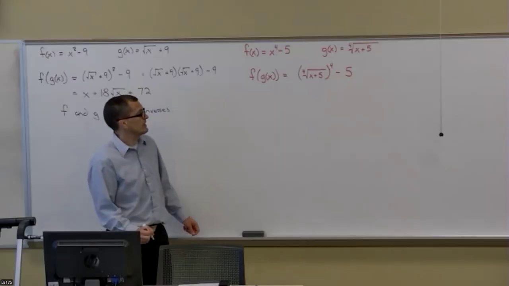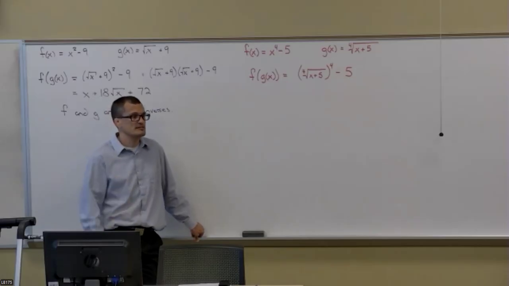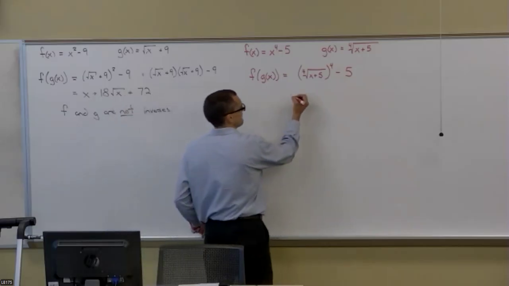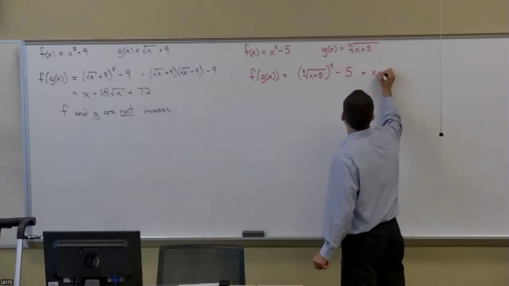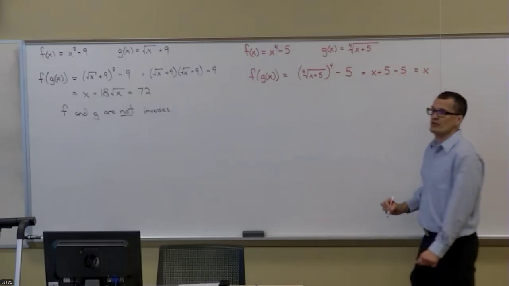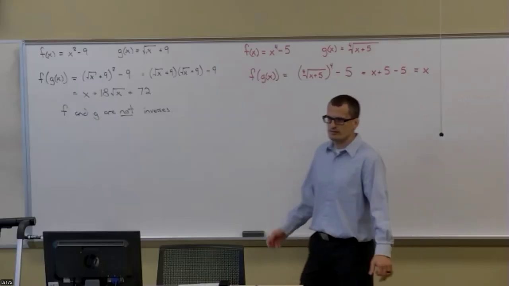What's the fourth root of x plus 5 raised to the fourth power? x plus 5, kind of. On certain domains, it's x plus 5. All right? On certain domains, that's x plus 5. And so we do get our x out on certain domains. As long as we have x plus 5 being positive. So technically, as long as the x value is -5 or above, then we're good to go.